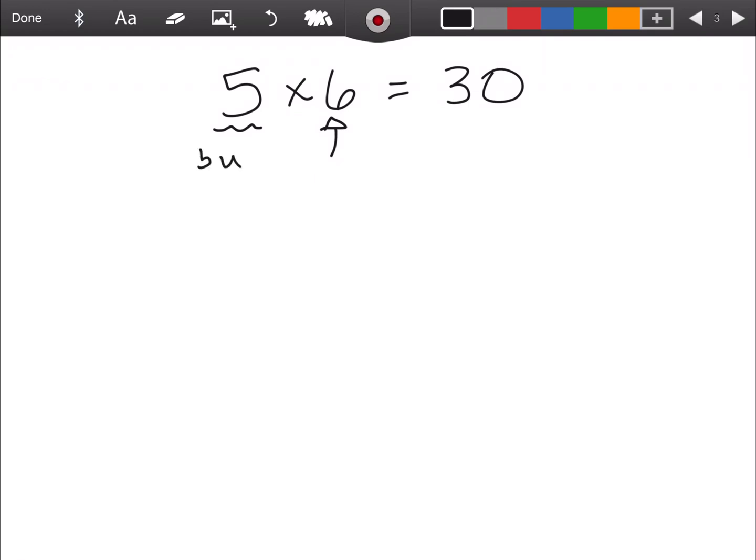So maybe you're going to start with something easy like 5 times 6 equals 30. So you need to figure out if you're going to have 5 groups of something or 6 groups of something, and if it's going to be repeated 5 times or repeated 6 times. Let's say I have 5 groups of something, and there's going to be 6 things in each group. So maybe I have 5 buses, and in each bus there are 6 kids.